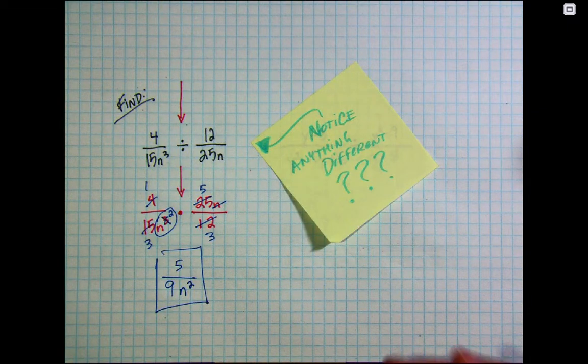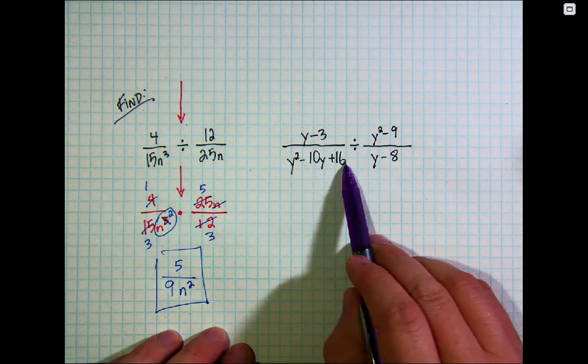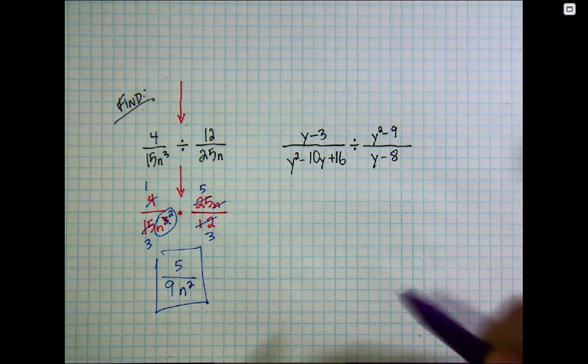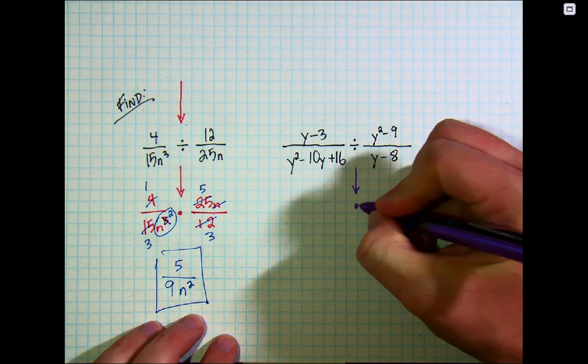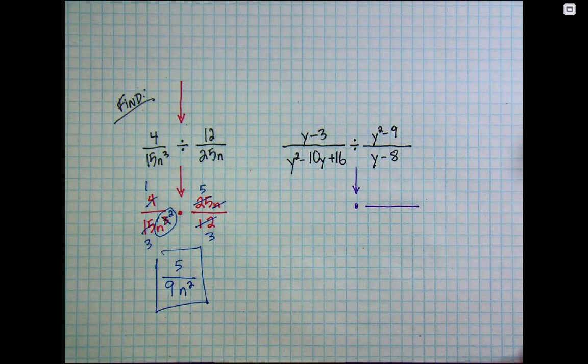So I'm going to have us do one more problem, and if we can handle this, we're good to go. Feel free to pause this video and try this on your own, or just stay tuned. Here we go. Let's see, binomial, trinomial, binomial, binomial, division. I know I'm going to have to flip this and make it multiplication. That means I'm going to have to put the y minus 8 on the top.